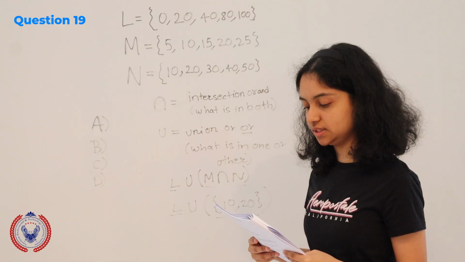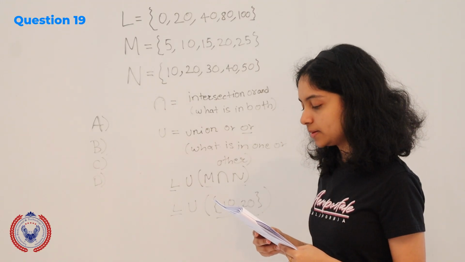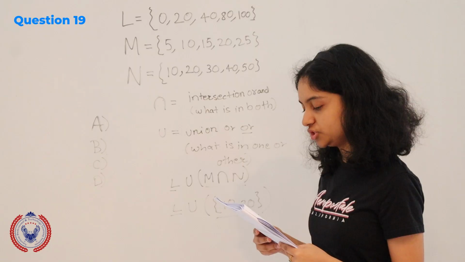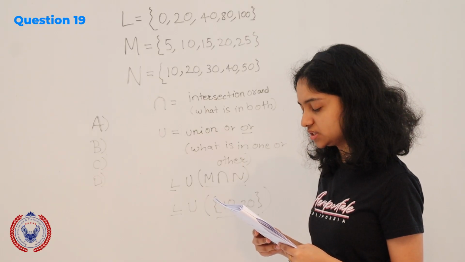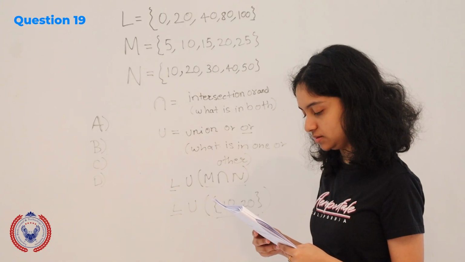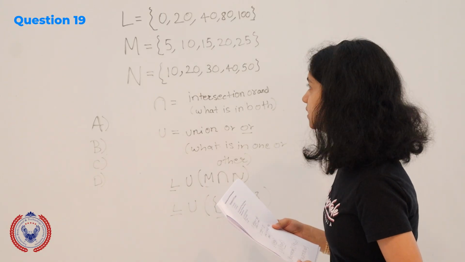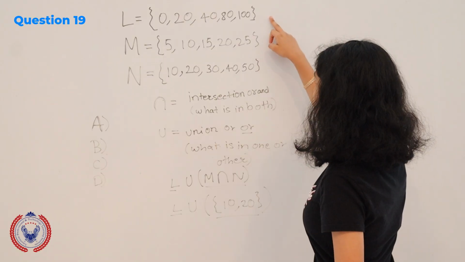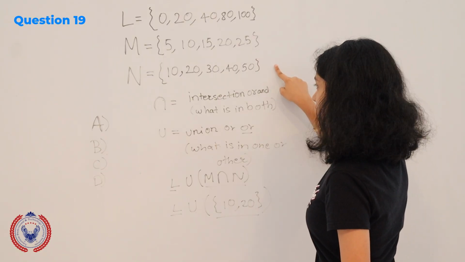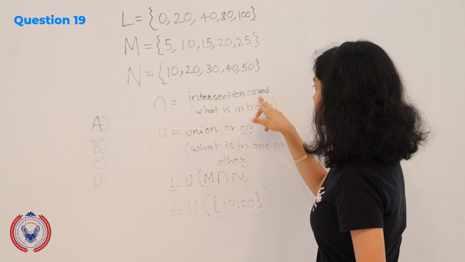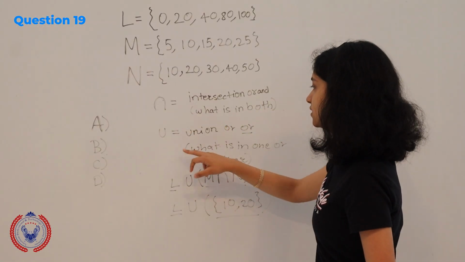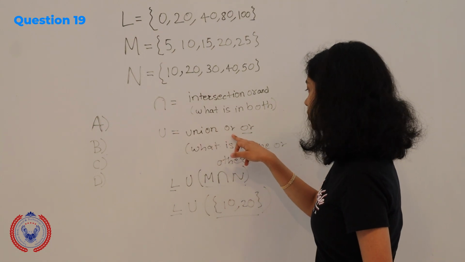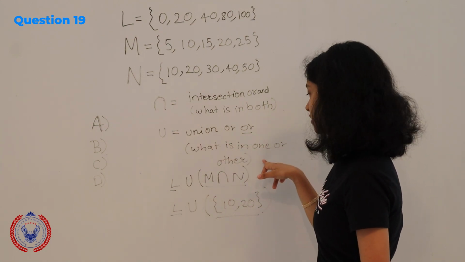Question number 19. Sets L, M, and N are shown above. Which of the following sets represents the union of L with the intersection of the sets M and N? Okay, in this, we could see the sets given, L, M and N. This is the intersection, or N. What is in both? That is the symbol here. And this is U. Union, or what is in one or the other.